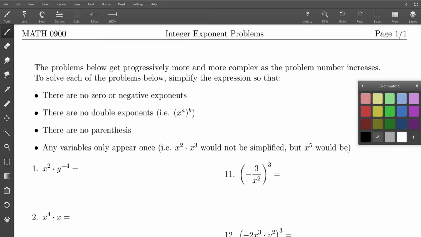Hello everyone. So today I just wanted to put together a quick video going over some extra integer exponent problems that I wasn't able to get through in class. I don't know how long exactly this is going to be, but I've posted this document that you see in the description, so you can take a look at all of the problems and even try them on your own.